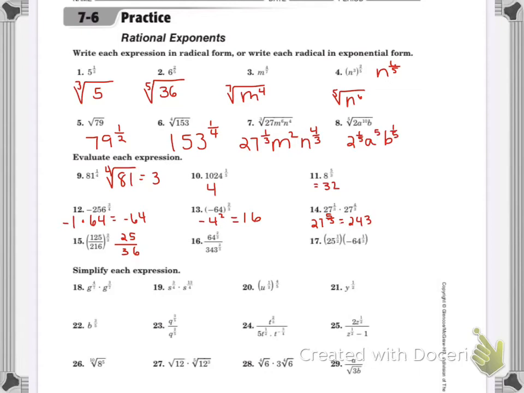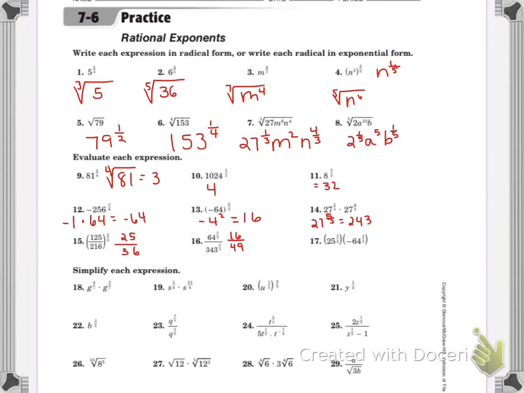Same thing with number 16. 64 to the 2/3 is 16. And 343 to the 2/3, I believe that's the 2/3, is 49. Okay, so it's the same thing either way you write it.